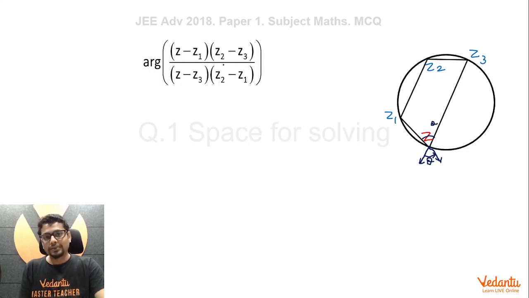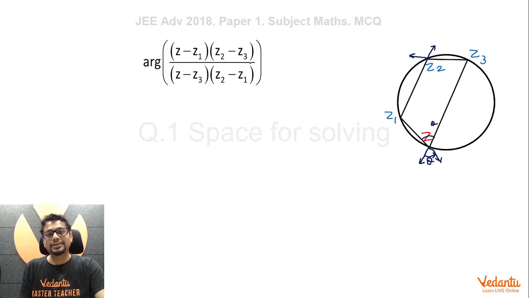Now what about argument of Z2 minus Z3 divided by Z2 minus Z1? Z2 minus Z3 would be essentially this vector. I mean, it will be this vector, but I'm just concerned about the direction. So it will be having this direction. And Z2 minus Z1 would be a vector having this direction.